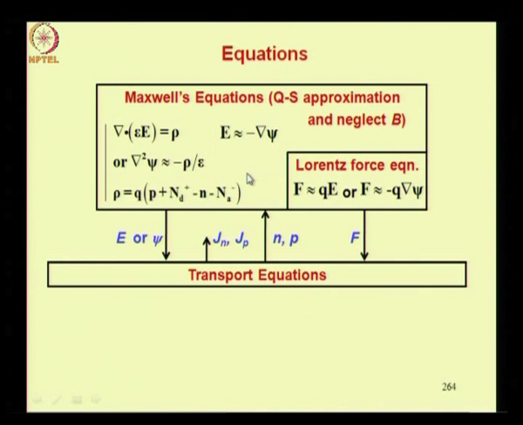Now with these approximations your Jn and Jp here are no more required to solve the Maxwell's equations. That is a considerable simplification. So the coupling points reduce. So now you have only 3 points of coupling, namely the electric field or potential and carrier concentration of electrons and holes. The force on the electron is dependent on the electric field itself. So really this is not an additional point of coupling.